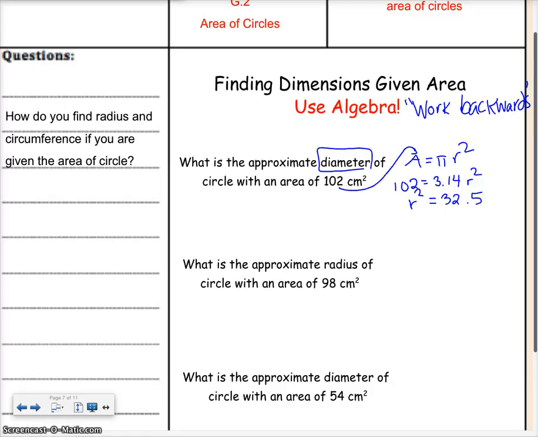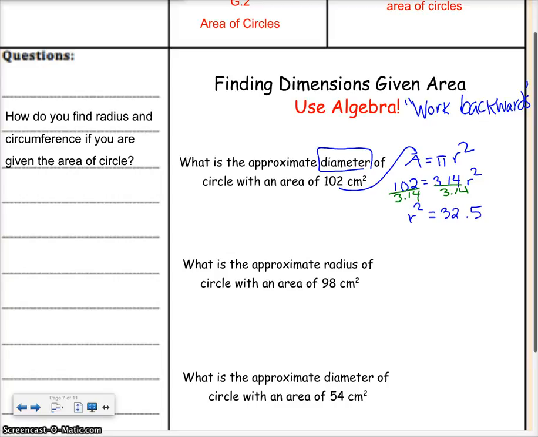I just randomly rounded to the tenth. That's how I got that, if you're wondering. What I did, I divided this by 3.14, and then I divided the other side by 3.14. That's how I got that. But r is not alone. This is not my radius. This is the square of my radius.